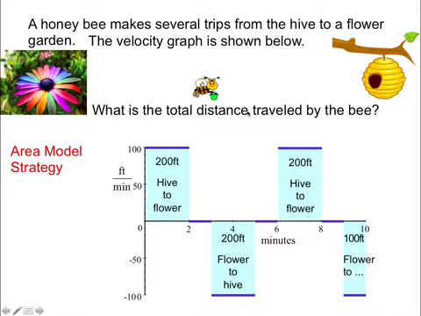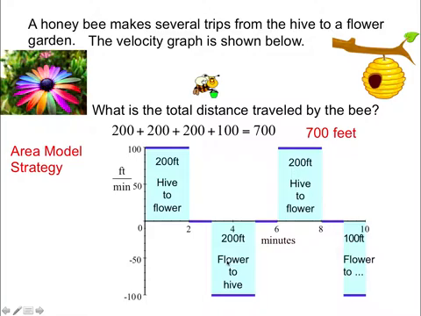So one physical quantity we can use the value of the integral to find is the total distance traveled. The total distance traveled by the honeybee is treating each one of these regions as positive. When we do that, we get a total value of 700 feet. So if we think of the honeybee flying 200, then 400, then 600, then 700, the total distance traveled is like reading your odometer on your car.